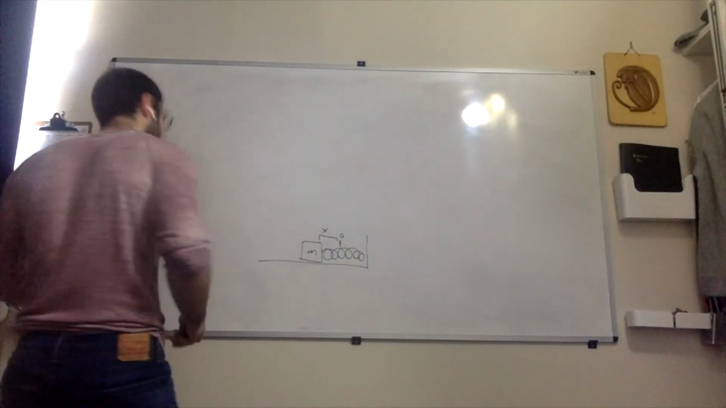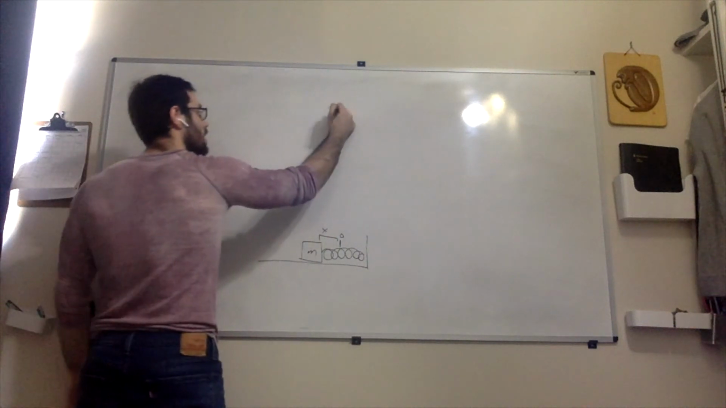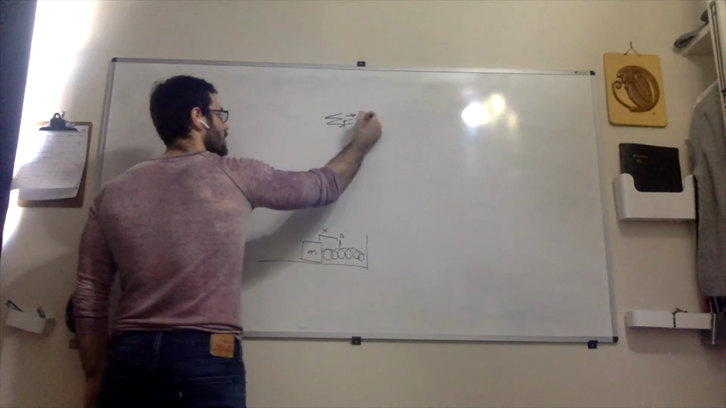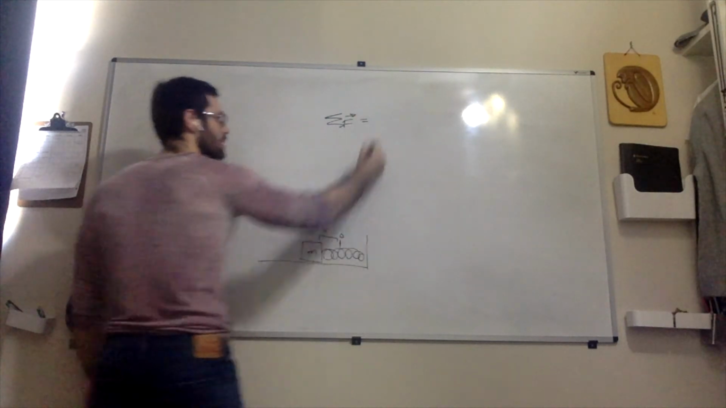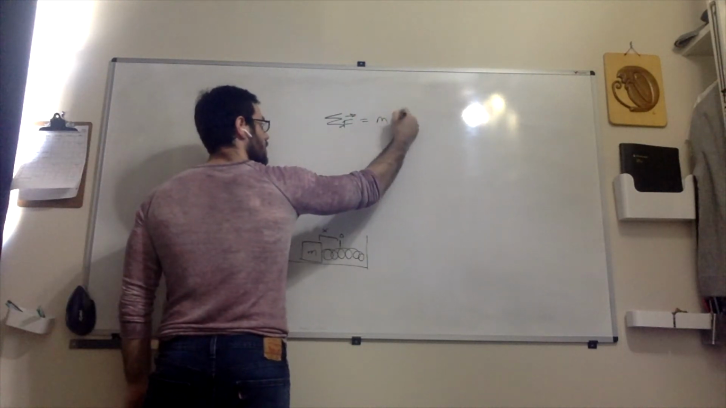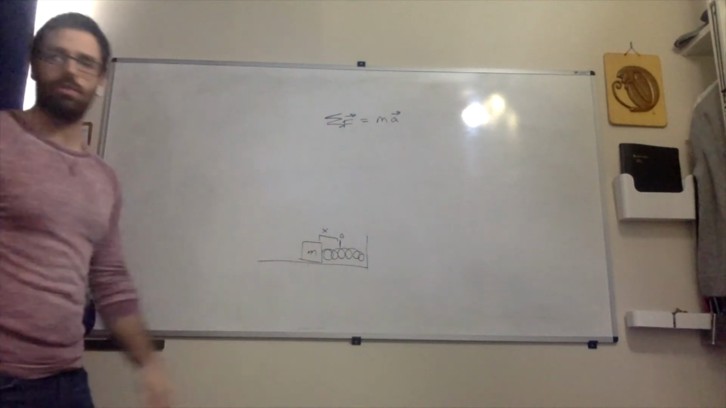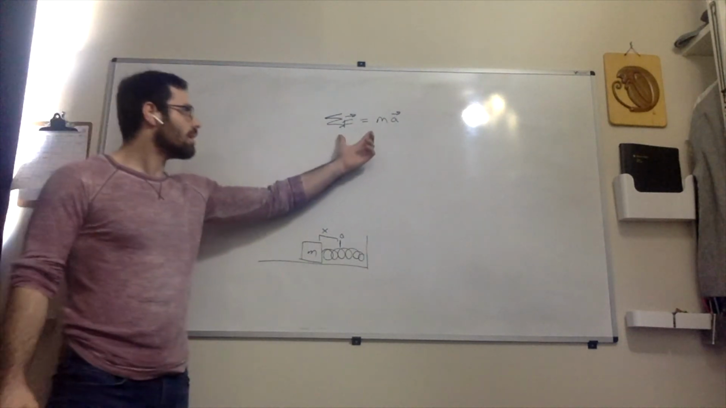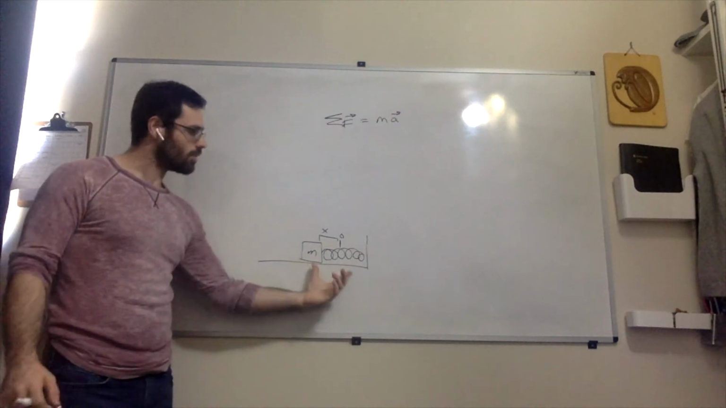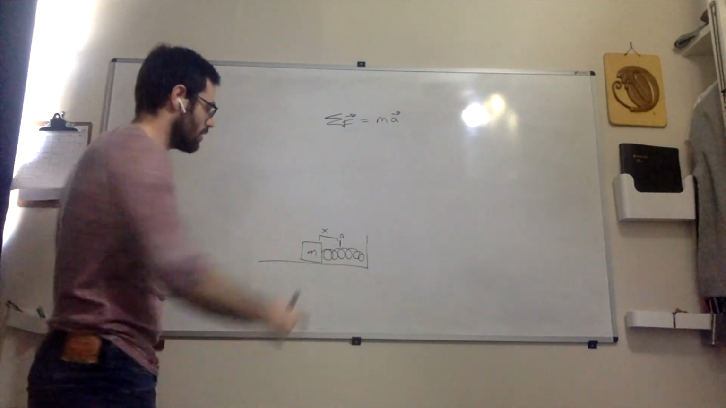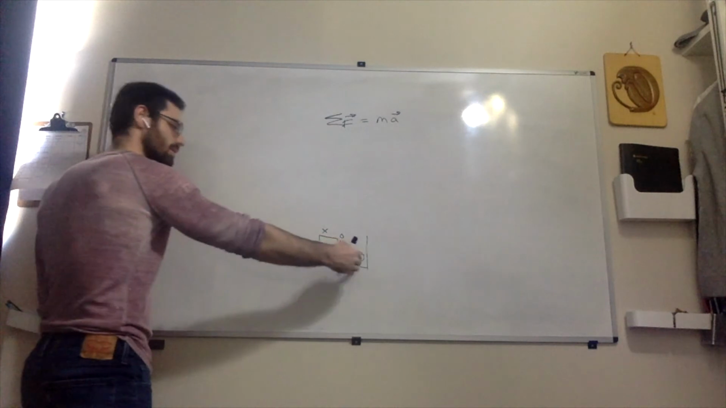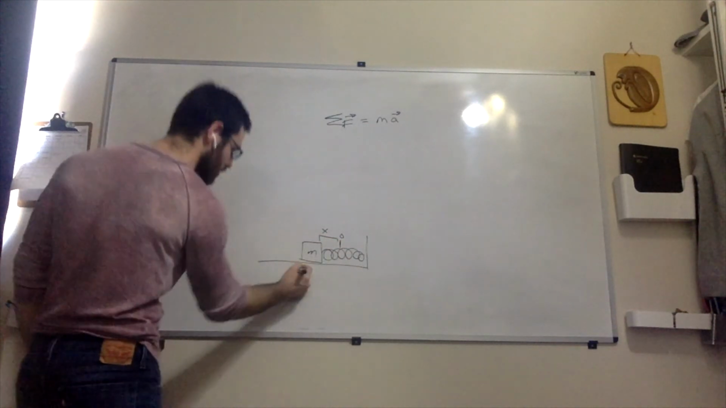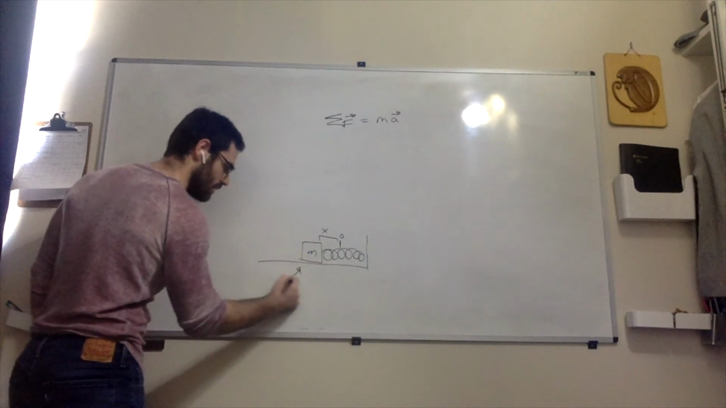Hopefully, we remember that the vector sum of all forces on an object is equal to the mass of the object times the acceleration of the object. Okay. Now, in the case of a horizontal spring, a spring that's stretching horizontally with a mass that's sliding along a horizontal surface, to start, we'll say this is frictionless.